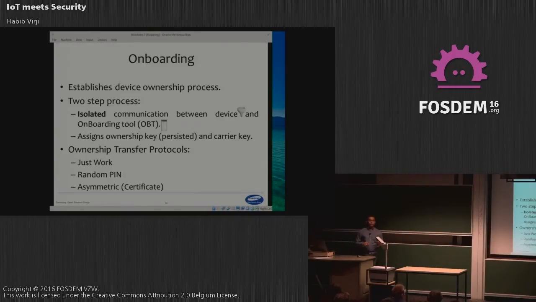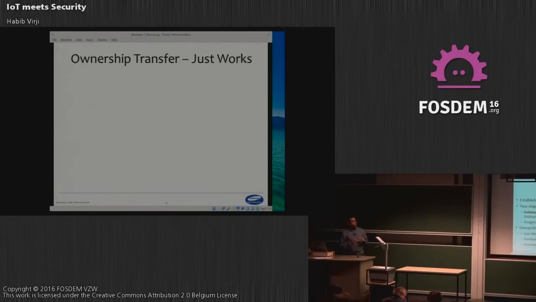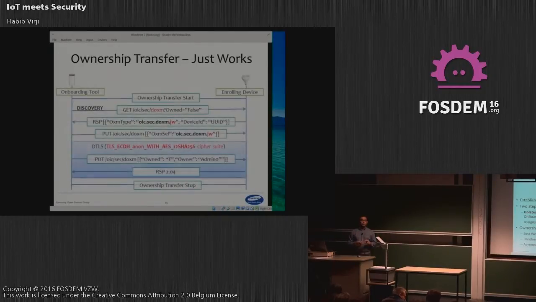Just work, random pin and certificate. So they are kind of lower down the security, but the onboarding process gives two things which are very important for the communication that happens next. First, it gives a pre-shared key or certificate, and the second thing it gives is a device ID, which is used for their communication, so that both then identify each other using that ID. Those are the two things given as a result of onboarding.